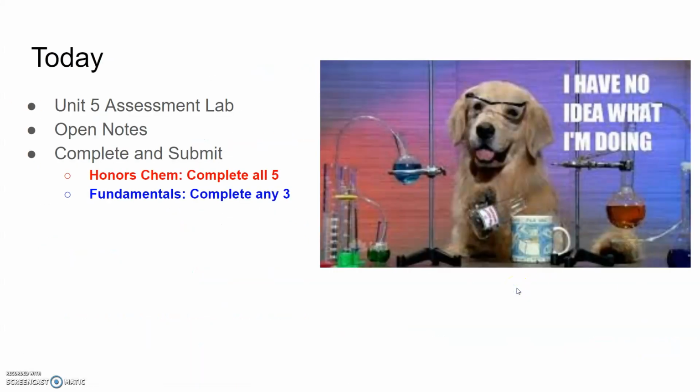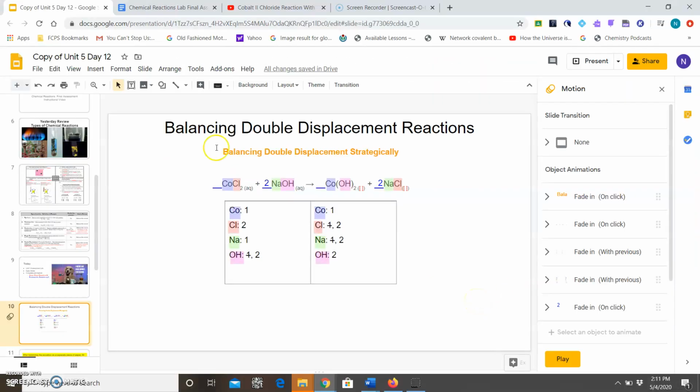Today what we're going to do is a Unit 5 assessment lab. And this is open notes, so you're welcome to use your notes throughout the unit. At the end, you're going to complete this lab and submit it. Now for honors chemistry, there are 5 reactions. You are to complete all 5. For fundamentals of chemistry, you can complete any 3 that you choose. All right, so let's get started.